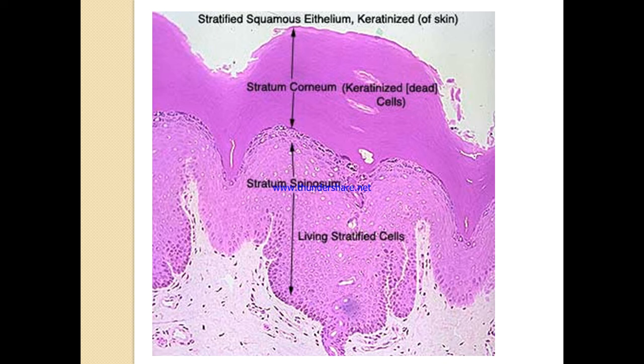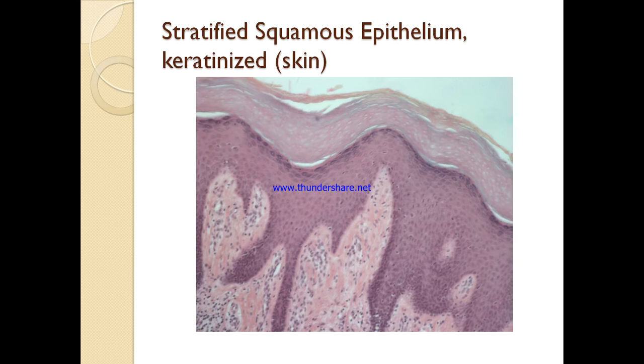Stratified squamous keratinized has two layers: dead cells, or keratinized, which is called stratum corneum, and living cells, which is called stratum spinosum. So we can differentiate stratified squamous keratinized into two layers, dead and living. The dead cells, or keratinized, are called stratum corneum, and the living stratified cells are called stratum spinosum. Stratified squamous epithelium keratinized in skin. And see the sloughed layers.